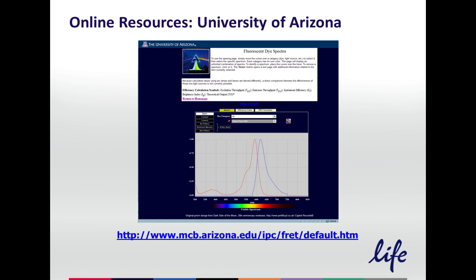There are a number of resources outside of our company that you can use too. Here's one from the University of Arizona, for instance, where you can find the excitation emission curves of a wide number of dyes, including ones that we don't sell, as well as many other fluorescent proteins, for instance, and some other specs from those dyes.